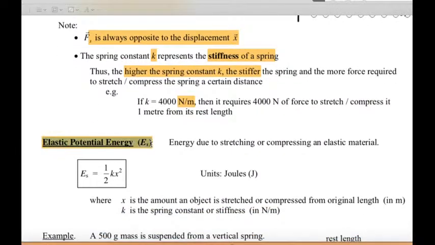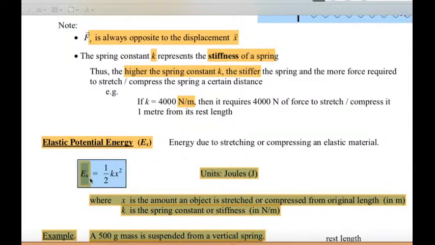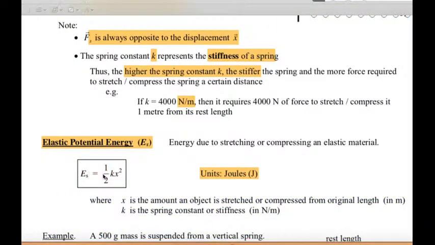Here's our potential spring energy, elastic potential energy. So we use this lowercase Es to kind of tell us what we're working with there. Es is half of kx squared. So elastic potential energy, right? Almost like spring potential energy, that's where we use the s. Or you could think of it as the stretching energy due to stretching or compressing an elastic material.